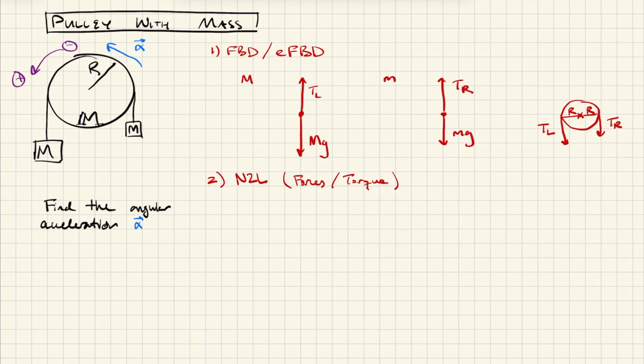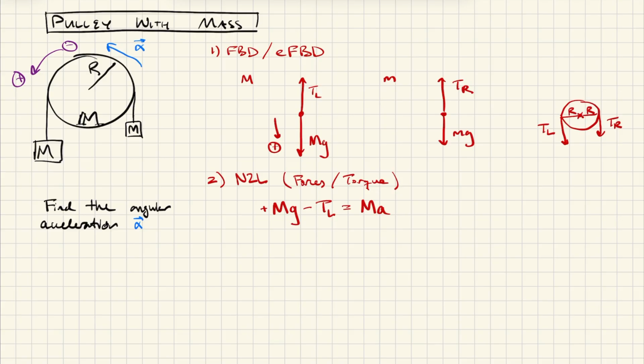So if I look at the free body diagram for the mass on the left, I can write down my Newton's second law equations. In this case, I can draw my little reminder: for this diagram, downwards is positive. So my free body diagram gives me an equation that tells me plus Mg minus TL equals capital M times A.